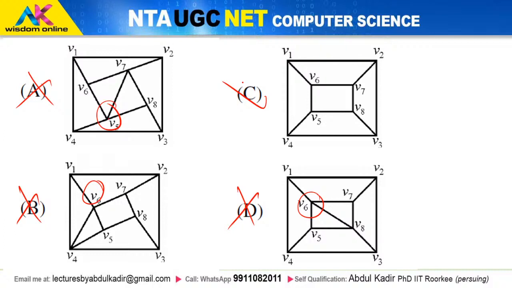If I give you a graph and you want to check whether that graph is bipartite or not, what you have to do? You just need to check whether there is an odd cycle or not, because a graph is bipartite if and only if there is no odd cycle. If there is an odd cycle, then the graph is not bipartite.